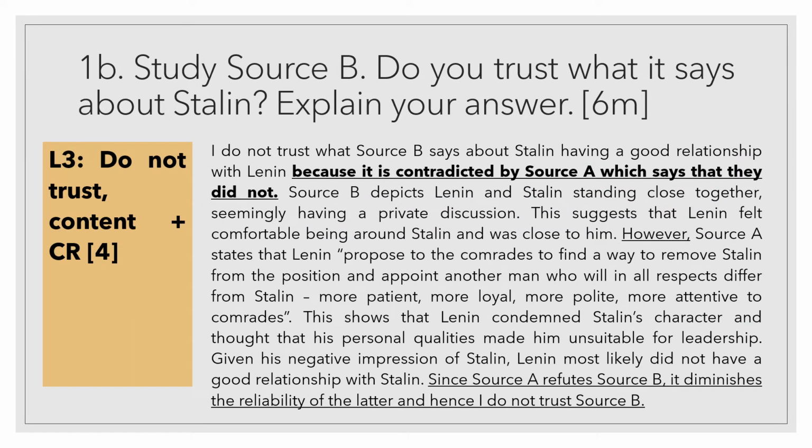Now, for level 3, in order to get L3, 4 out of 6 marks, you have to identify that you do not trust what source B says about Stalin having a good relationship because it is contradicted by source A, which says that they did not. Alternatively, you can also say, I do not trust what source B says about Stalin and Lenin being close because source A says that Stalin and Lenin were not close.